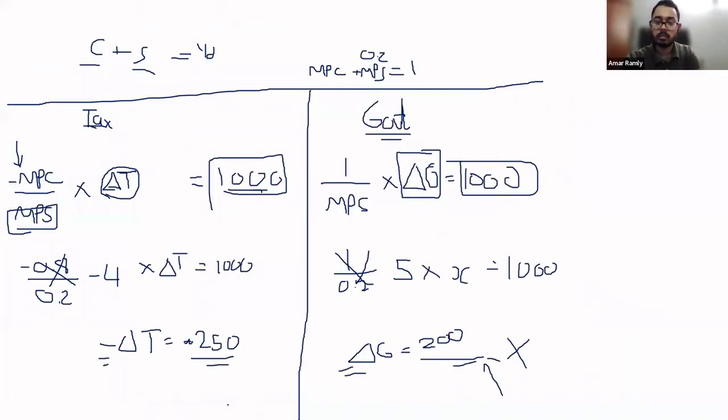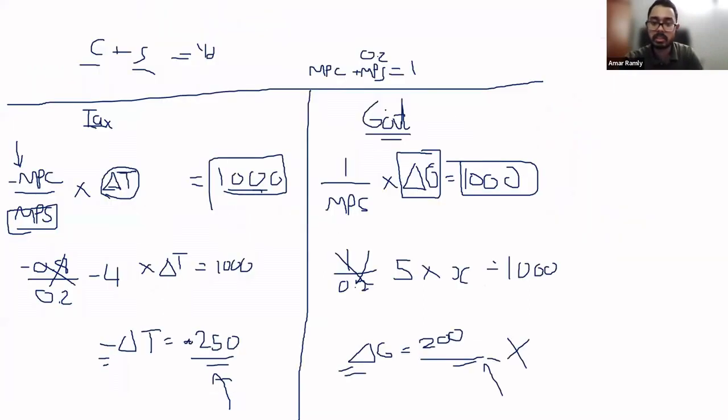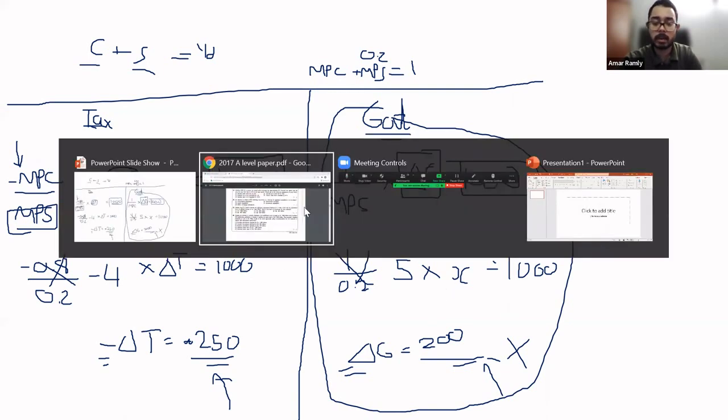Let's see if the option where we're reducing taxes by 250 is there. Decrease direct taxes by 1000? No. Decrease direct taxes by 250? There we go. That is your answer. 5 is your answer, and that's how you get it. We had to use both multiplier formulas just to make extra sure. Because if you went with the standard one and realized the option wasn't there, you'd be stuck, wondering what else you can use. So have a few alternatives to fall back on as well.